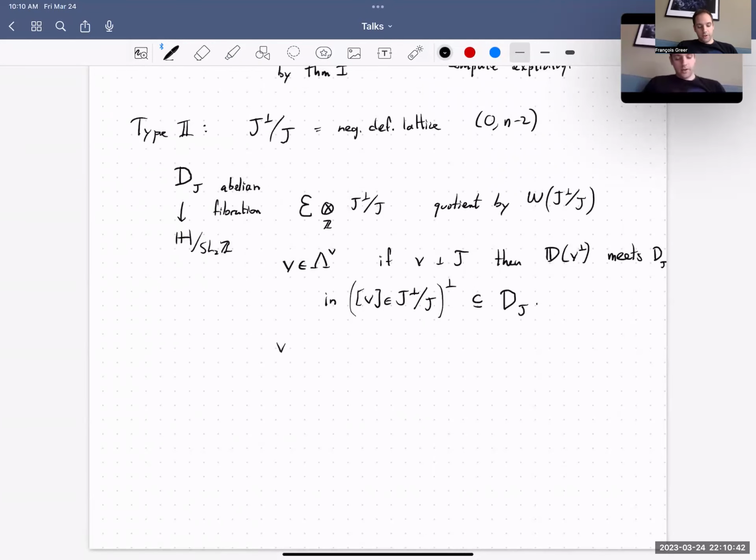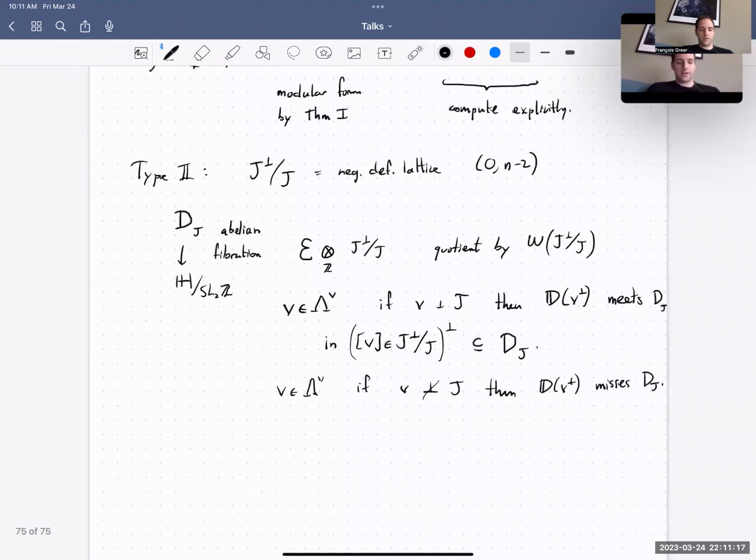And on the other hand, if your V is not orthogonal to J, then dV perp will miss that boundary component completely. So the contribution to the power series ends up just being a sum over all classes in J perp mod J of the intersection number of this hypertorus with the test curve times the self-intersection of that vector.